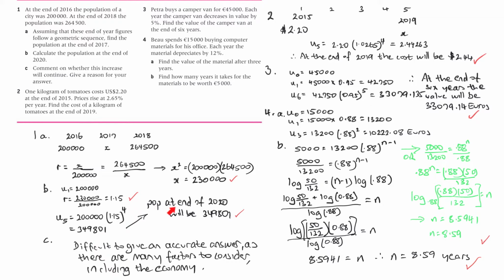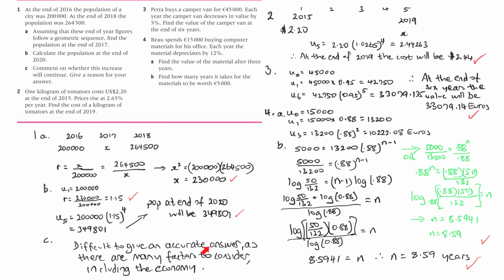And so I've written it in English there. It's always a good idea to write it like that. Okay, try to write it in a sentence when they ask, calculate the population at the end of 2020: at the end of 2020, 349,801. C, comment on whether this increase will continue, give a reason for your answer.